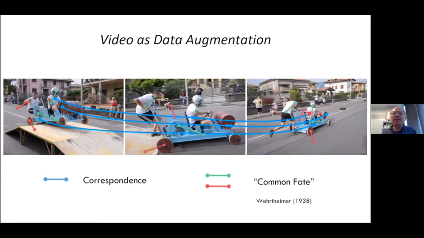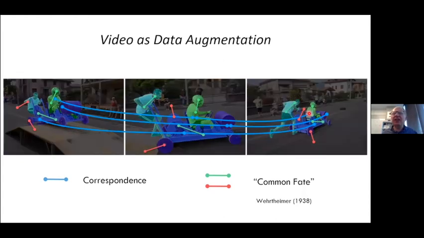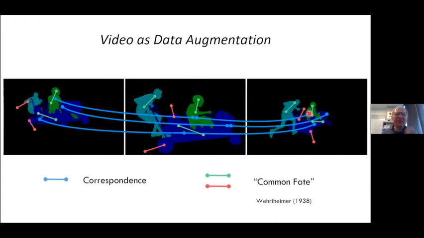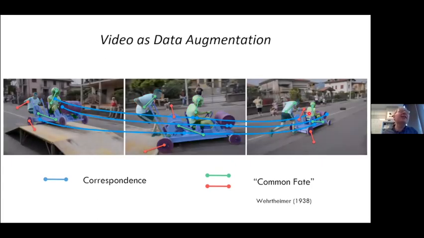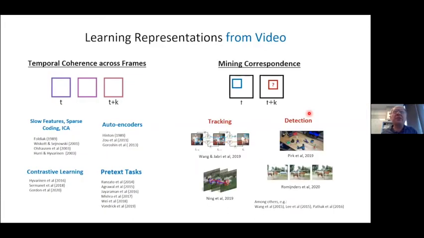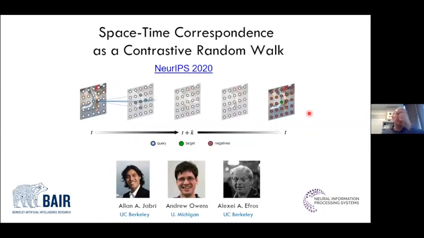And then of course you can kind of reason with common fate and talk about segmentation and grouping as well using that motivation, okay? And so people have had this idea for a while, trying to use temporal coherence across frames or trying to mine correspondences, but this was also kind of a little bit of a hodgepodge approach. And so what we proposed last NeurIPS was to see if we can do it all in one nice framework using a random walk on a graph. And so here I'll just give you a little bit of a taste of the idea.